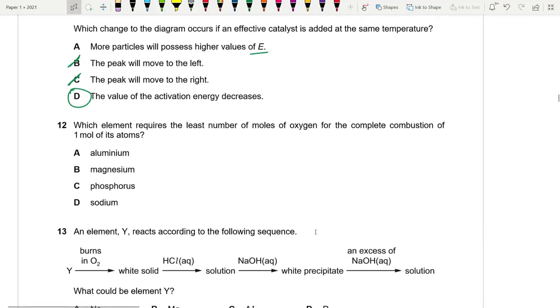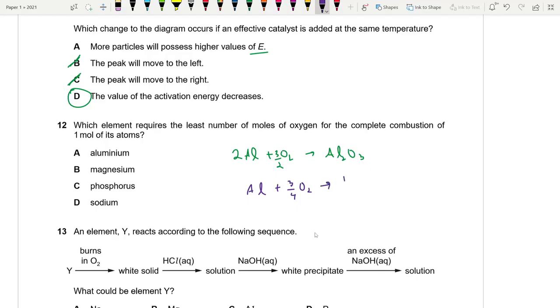Okay, 12. Which element requires the least number of moles of oxygen for the complete combustion of 1 mole of its atoms? Okay, so aluminium plus oxygen is equal to Al2O3. So how many do we need here? 3 by 2. Wait up. So to balance this, it's 3 by 2. So for 1 mole of aluminium, it's 3 by 4.